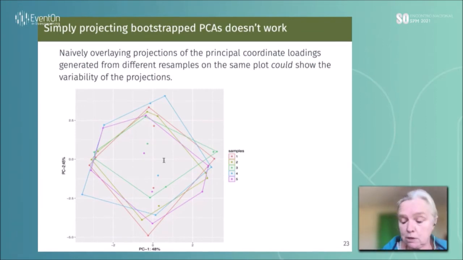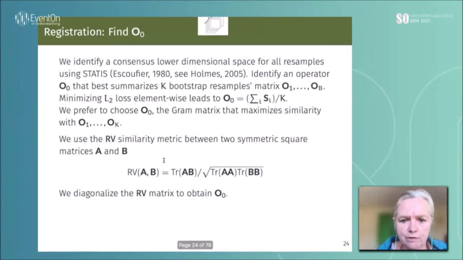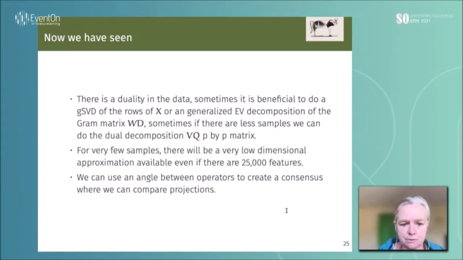So to overcome this, we actually use this RV coefficient I was talking about. We compute the RV coefficient between the different bootstrap resamples of the operators that correspond to the commutative diagram. And then we take that matrix and we find the first eigentable in some sense of that. And that allows us to align all the different tables.